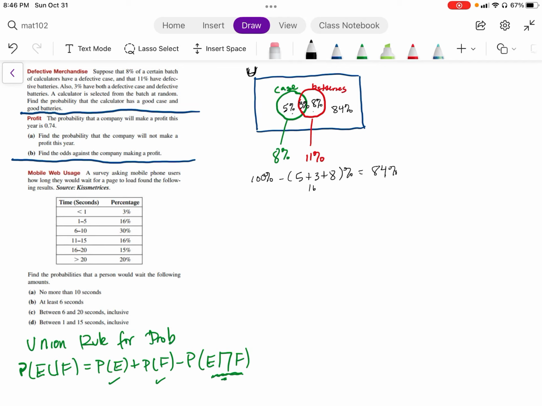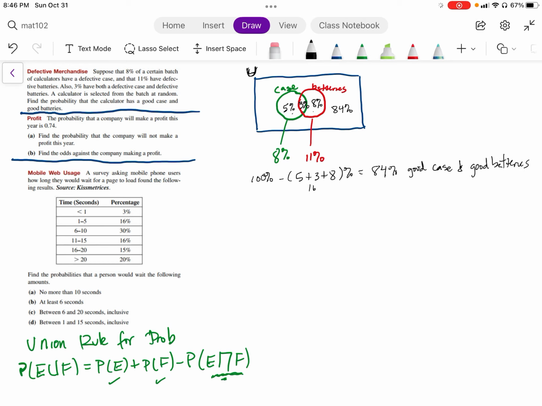Okay, I didn't particularly use any formulas to solve this problem. They're asking the probability it has a good case and good battery. 84% good case and good battery.